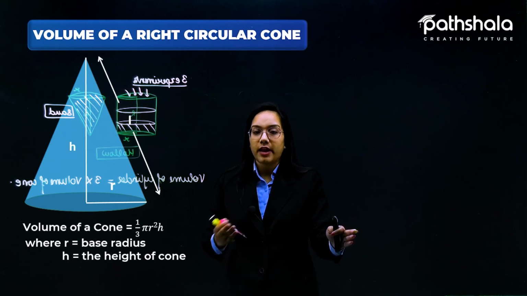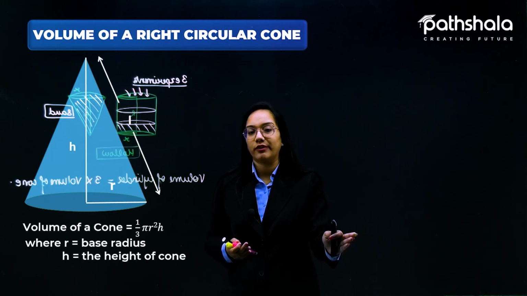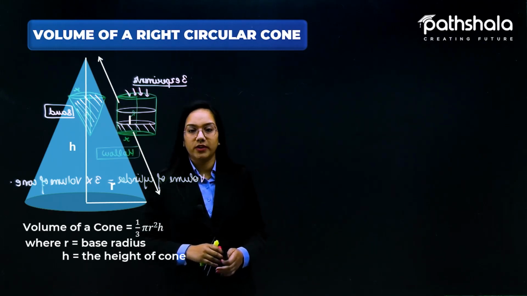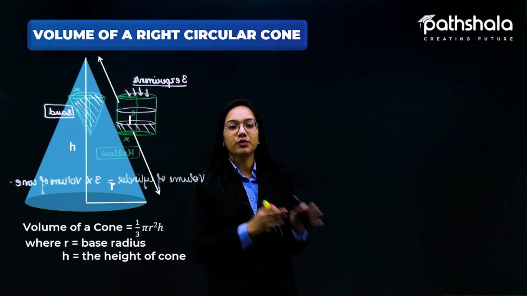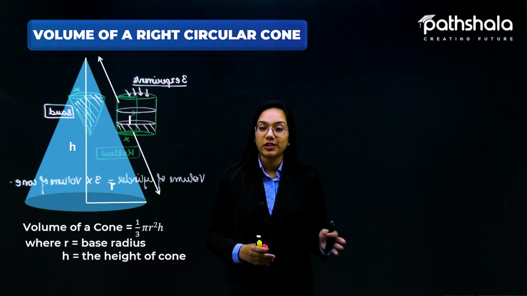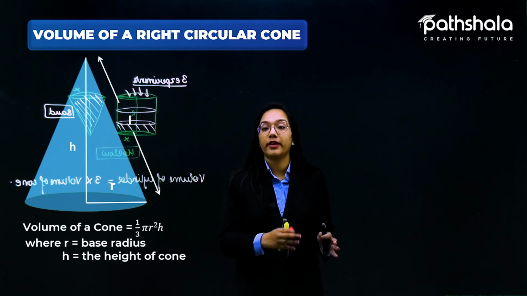Here pi is obviously a constant, r is the base radius, and h is the height of the cone. So always remember the volume of the cone is equal to 1/3 pi r square h. Now let's use this formula in order to solve the questions related to this concept.